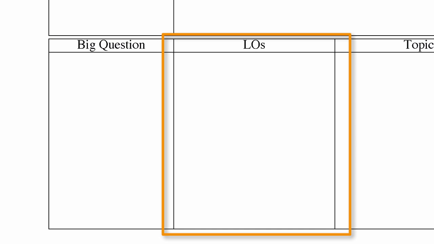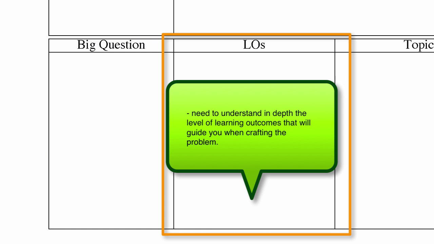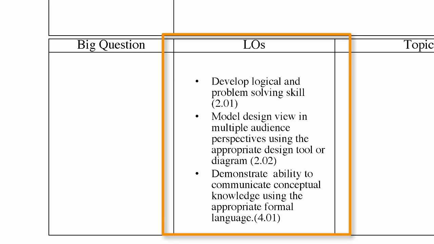Next is the learning outcomes column. In this column you need to list the selected learning outcomes that you have identified from the course syllabus to conduct the PS activity. As the author that will craft the PS, you need to understand in depth the level of learning outcomes that will guide you when crafting the problem. In order to help you to understand the process, here are some examples taken from the Principles of Software Engineering.